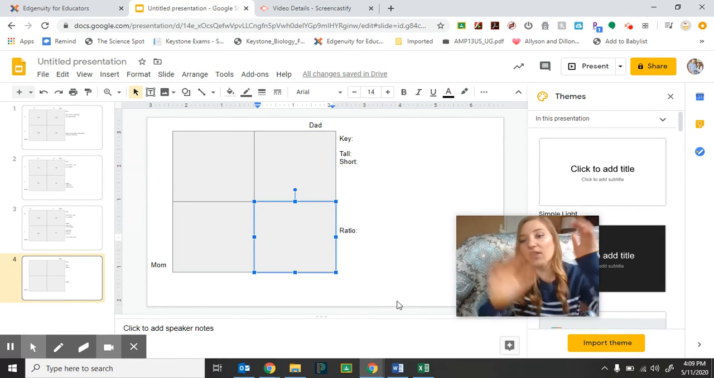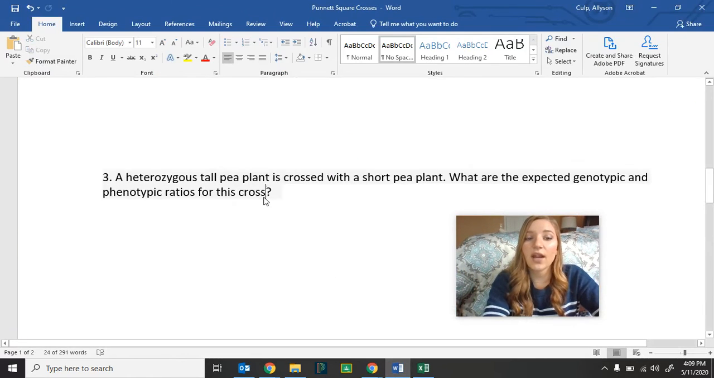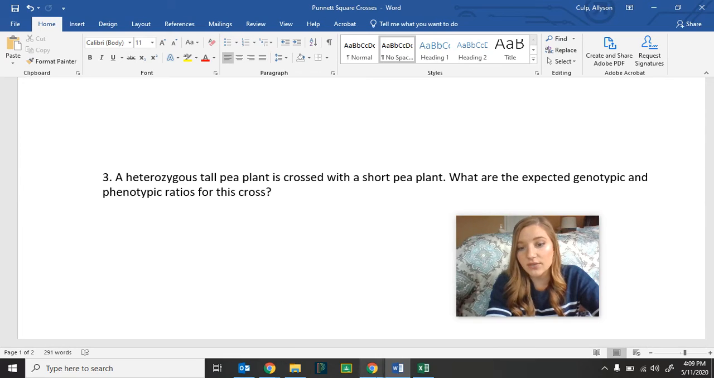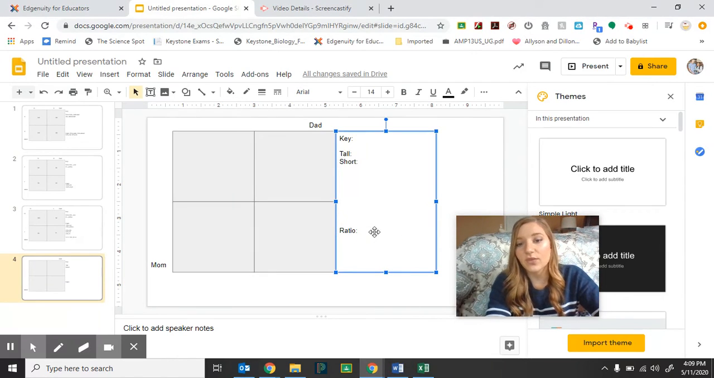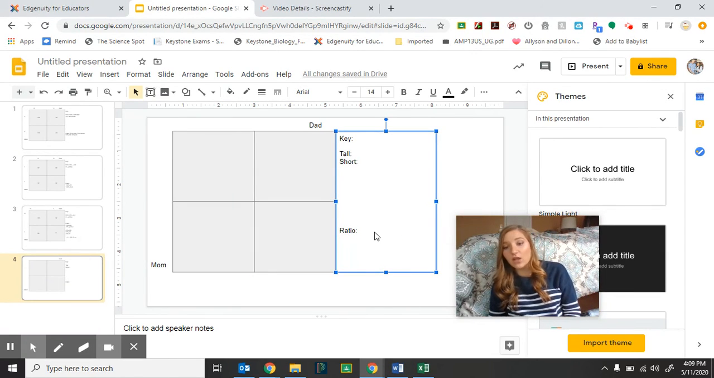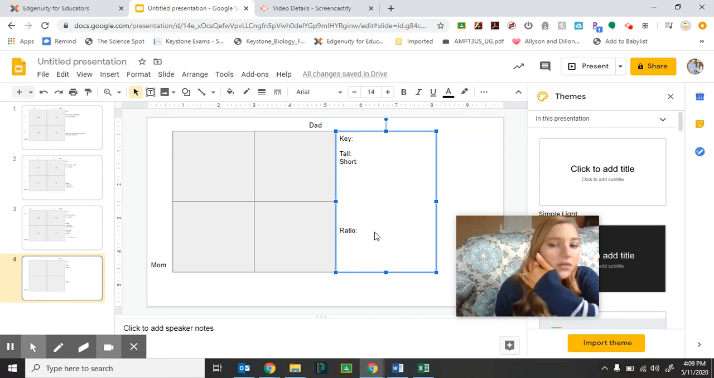Okay, now that you have all the offspring mapped out, the last step of this problem is to figure out the phenotypic and genotypic ratios, meaning what are your kids looking like? Are all of them tall? Are all of them short? Is 50%, 75%? Are they heterozygous, homozygous dominant? So last piece of this puzzle, tell me about the offspring.